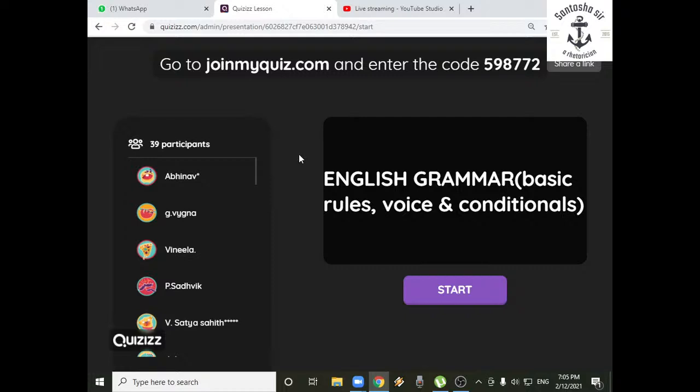Okay, good evening everyone. So today's quiz is based on basic English grammar. You'll have these basic rules, active voice, passive voice, and also a few conditionals.